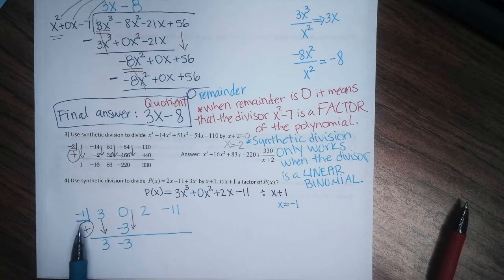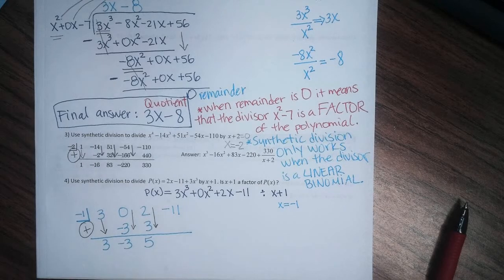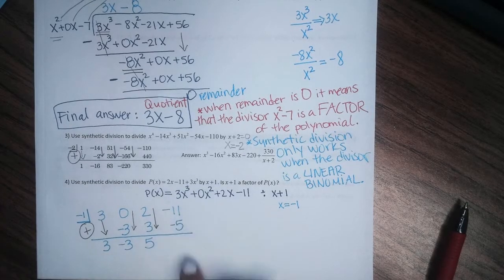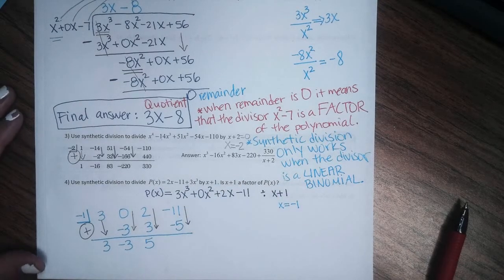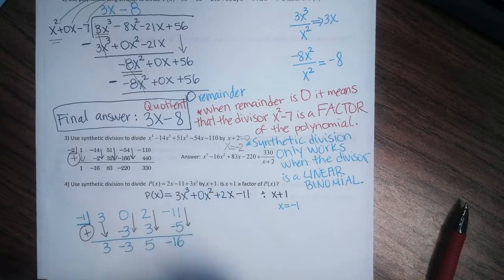So negative 3 times the negative 1 that's in the box would be positive 3. Write it on the next column. Bring these down by adding. So 2 plus 3 is 5. And then one last time, multiply 5 times the negative 1 that's in the box. So that's negative 5. And now you add the last column together. Negative 11 plus negative 5 is negative 16. So that's what's called synthetic division.